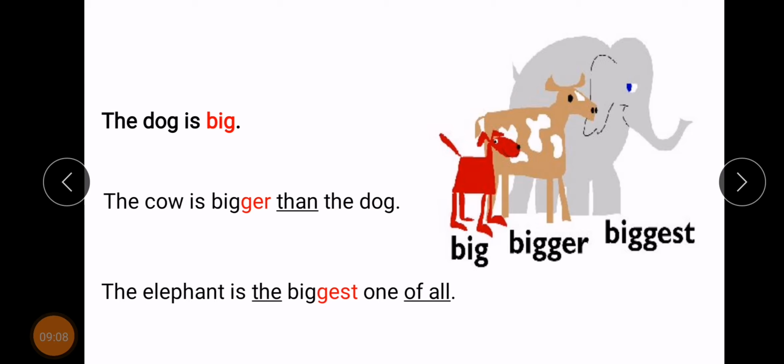If I'm going to talk about the elephant now, comparing the elephant with the cow and the dog. So we have 3 animals, 3 nouns. I'm going to compare 3 nouns. What will I do here? Super! I will add est to the adjective. And don't forget the word the just before the adjective. So we say the elephant is the biggest one of all.